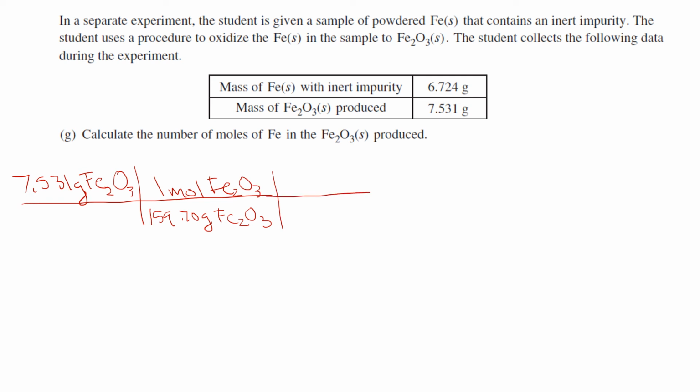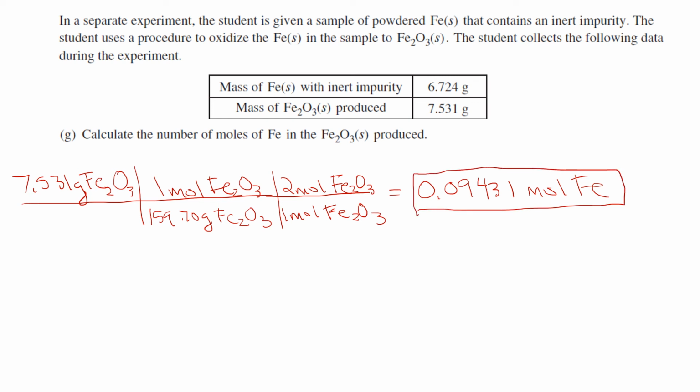Okay. And if I look at that formula, if I look at the formula units for that, I'm going to have 2 moles of iron for every 1 mole of the iron 3 oxide produced. So that will tell me how many moles of iron were produced. And if I do all that math, I should get 0.09431. We've got 4 sig figs, so we're going to end in 4 sig figs, moles of iron. Okay. And we're going to need this piece of information for the next part of the problem.